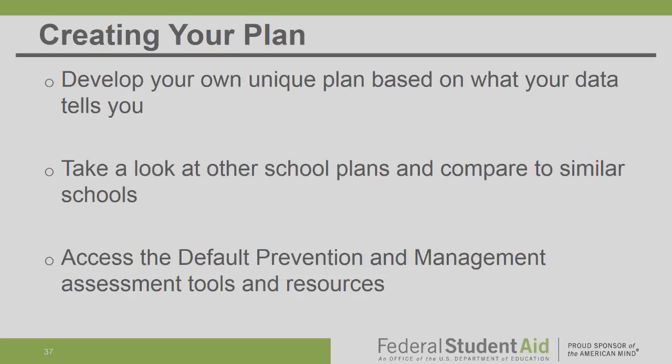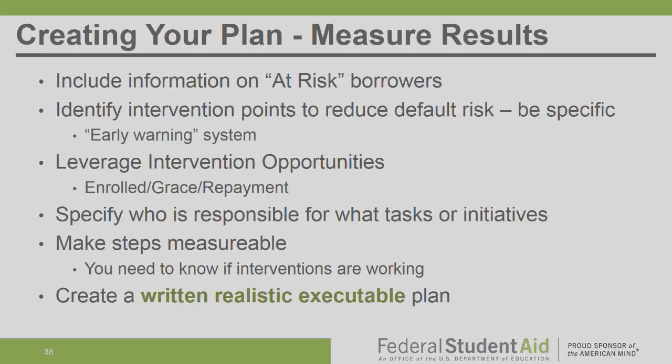Same school type, maybe populations, and there's some benefit in actually looking at other school plans, but we really want your plan to be unique to your circumstances. So when we talk about measuring results, you want to include your information on your at-risk borrowers. What are those intervention points that you can use to reduce default? Be specific. So your plan should identify how to address these conditions.